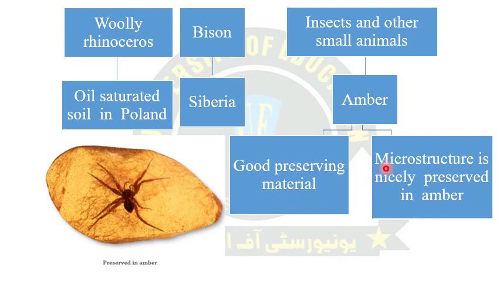Even the microstructure is nicely preserved in amber. As we can see in this picture, the spider is preserved in amber, which even contains its antenna and its legs preserved in their original form. So amber is another preserving material for preserving the whole body parts.